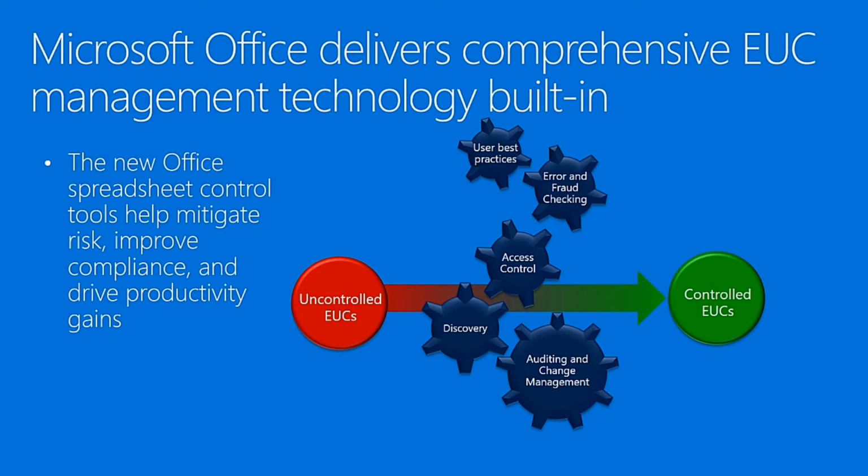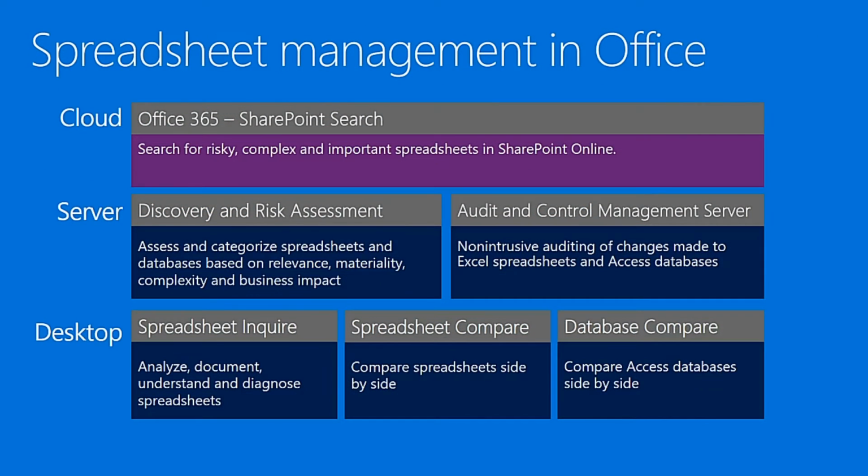So here we hope that with the tools we have now in Office and with some best practices that you may implement at your organization, you can get from a point where EUCs are in an uncontrolled state to a controlled one, going from the red to the green and getting to a better state with less risk. Okay, so now to talk about the actual products and features we have in Office. We have spreadsheet management features in the cloud, we have server products, and we have desktop products. I'm going to demonstrate mostly the desktop, so I'm going to just tell you a little bit about the other ones now.